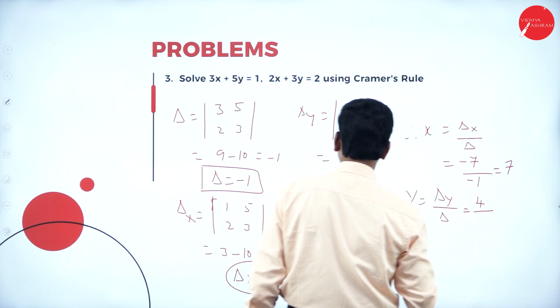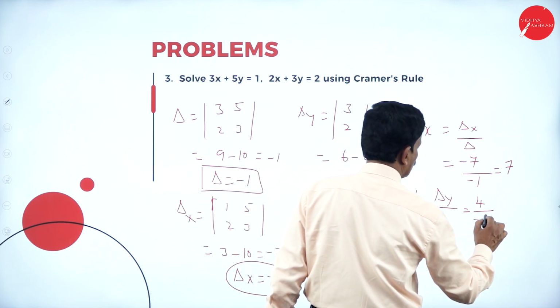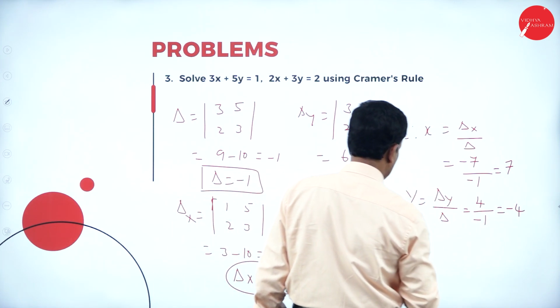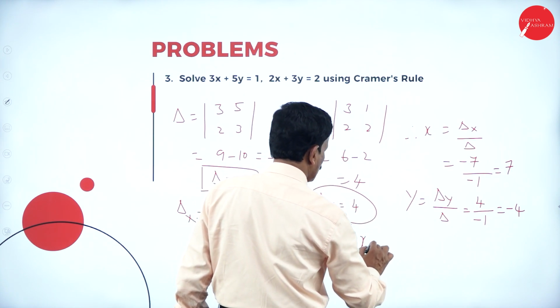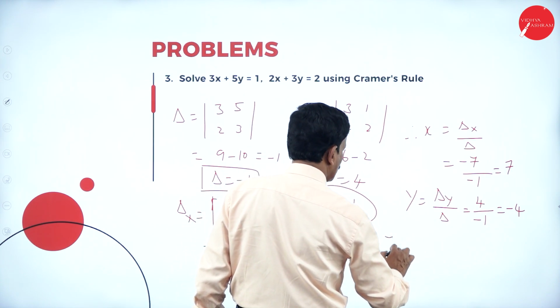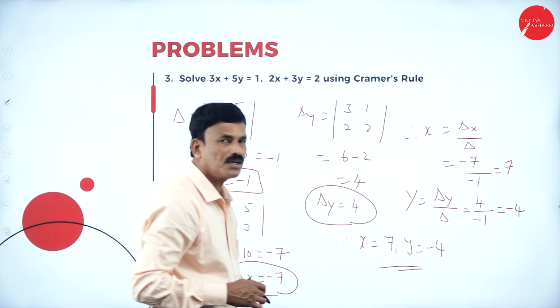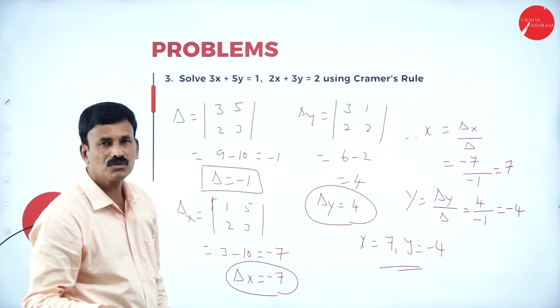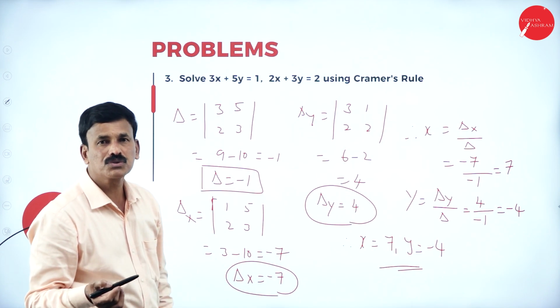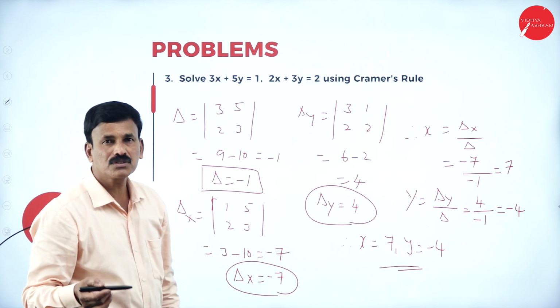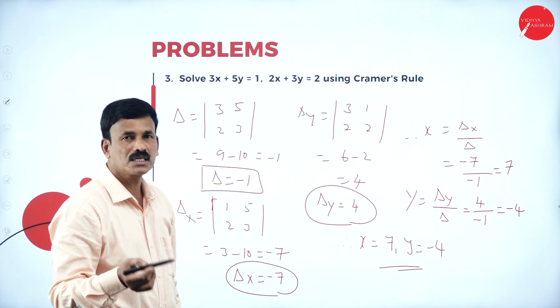And what is delta? Delta is equal to minus 1. 4 by minus 1 is minus 4. So therefore, the value of x is equal to 7 and y is equal to minus 4. That's it. This is how we are going to solve using Cramer's rule. Hope you got an idea how to solve simultaneous equation of two variables x and y using Cramer's rule.